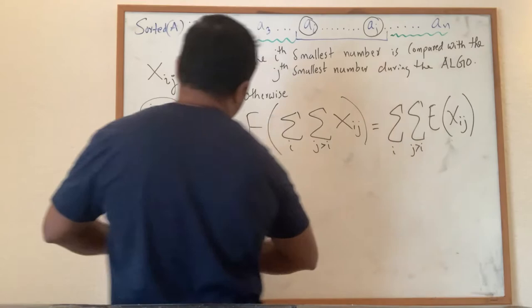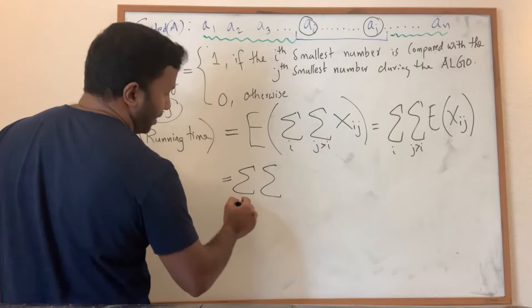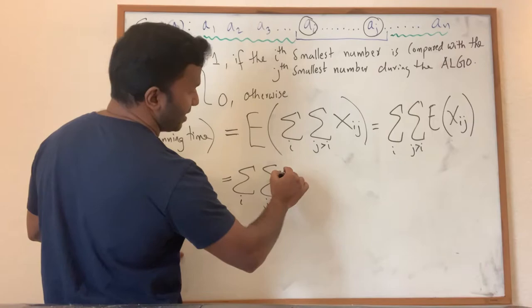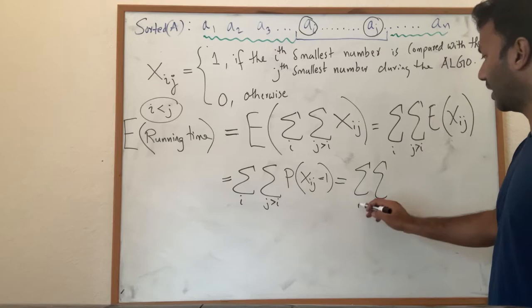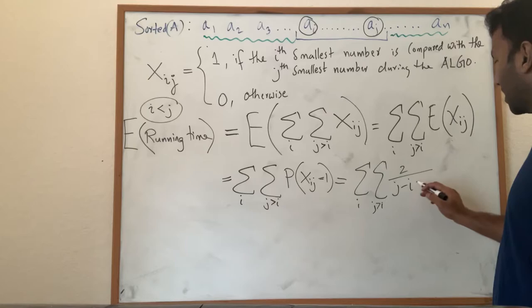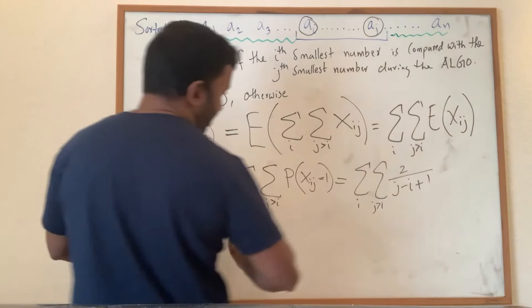So this will become the double sum over i, j greater than i, and the expectation of X_ij is nothing but the probability that X_ij is equal to 1, which we have now computed as the double sum over i, j greater than i of 2 divided by j minus i plus 1.